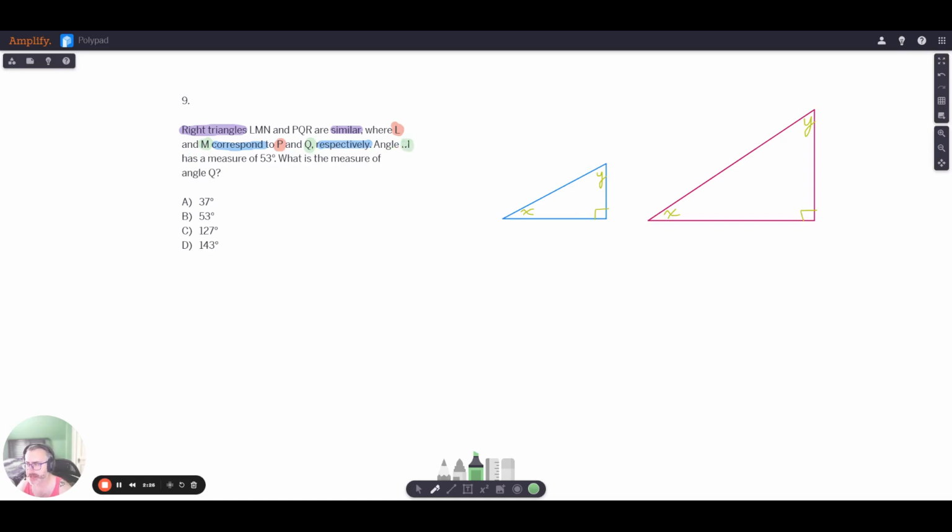We also know that angle M has a measure of 53 degrees. So maybe we can just pencil in angle M up here and call this 53 degrees. Well, then we know that it corresponds with, it matches with angle Q, so angle Q should be its matching angle, also 53 degrees. So whether L is the X or the right angle doesn't actually matter, because we've established that M is 53 degrees, M corresponds with Q, therefore angle Q must also be 53 degrees.